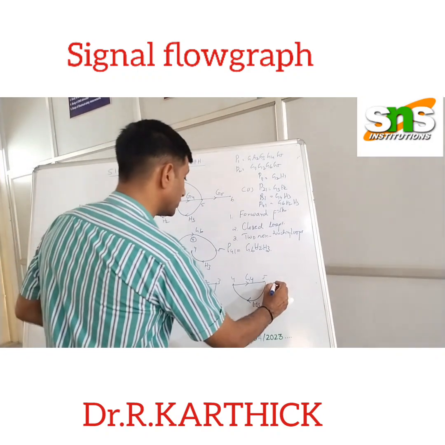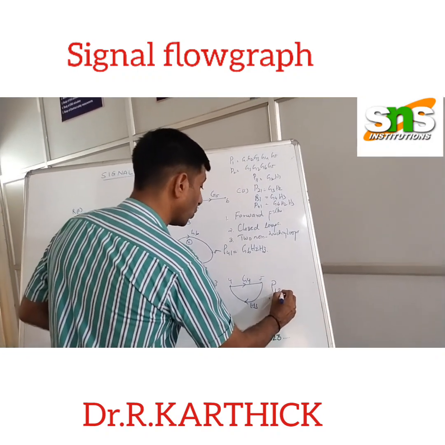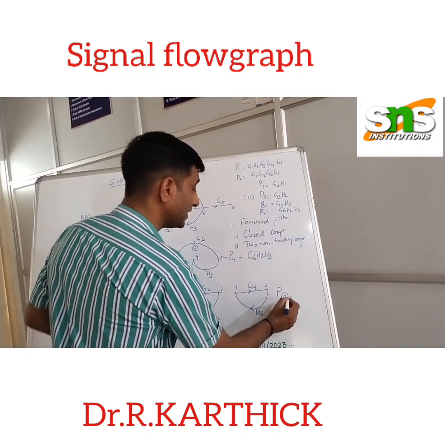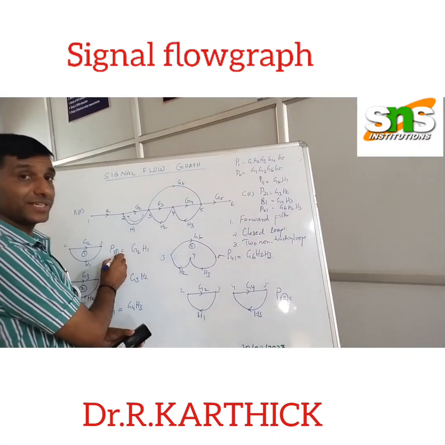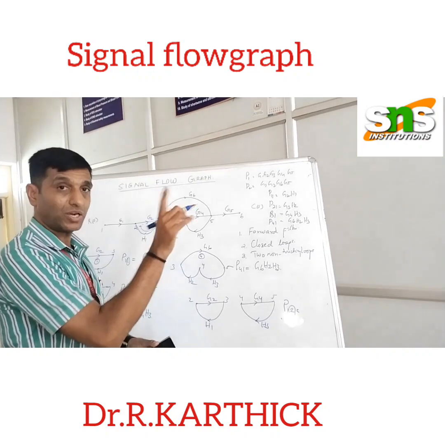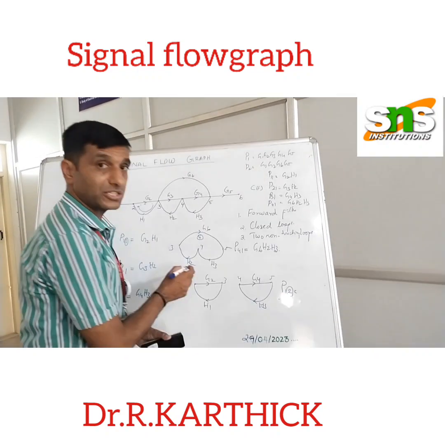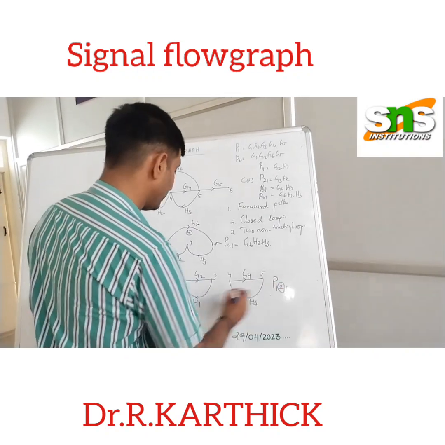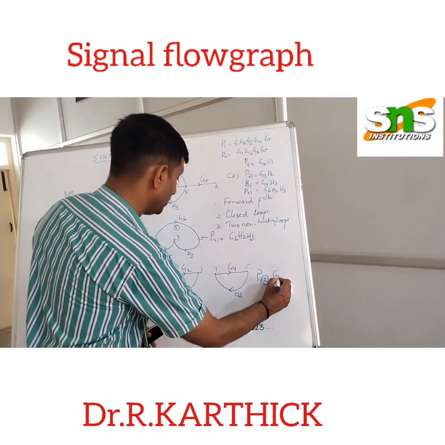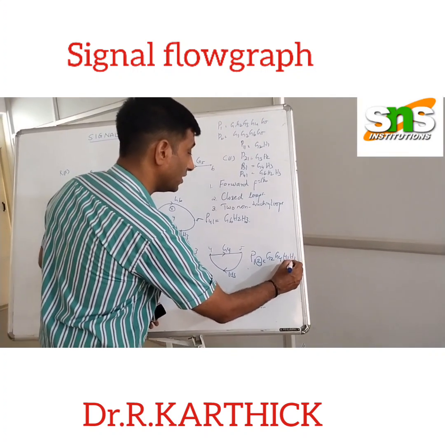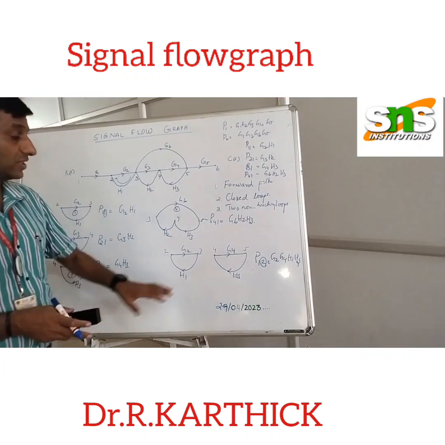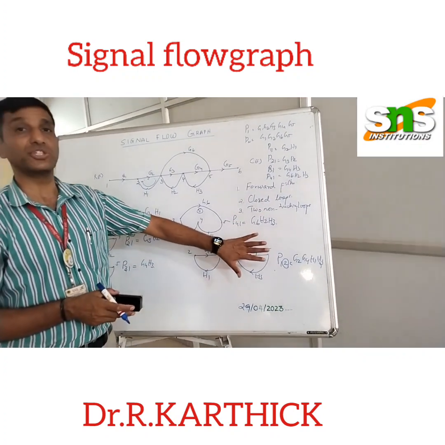So the transfer function will be written as P1,2, which is equal to... So this 2 indicates it is 2 non-touching loops. So you just make a difference. Here it is 1, it indicates an individual loop, 1 loop. Here it is 2 non-touching loops. Okay, so now I'll just multiply all. So G2, G4, H1, H3. So this is one combination of 2 non-touching loops.